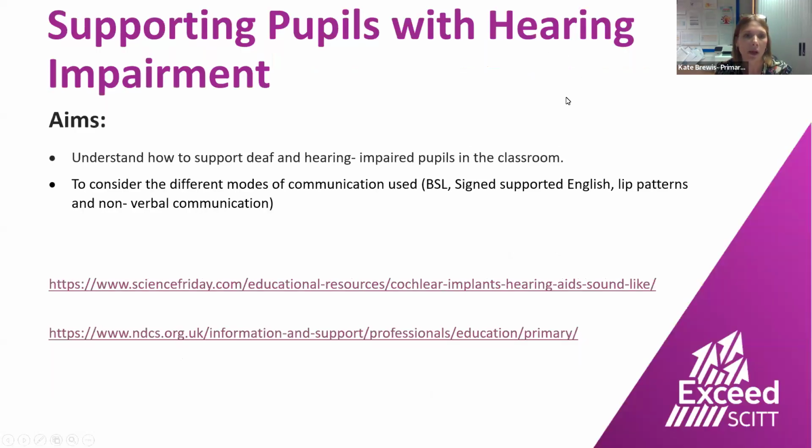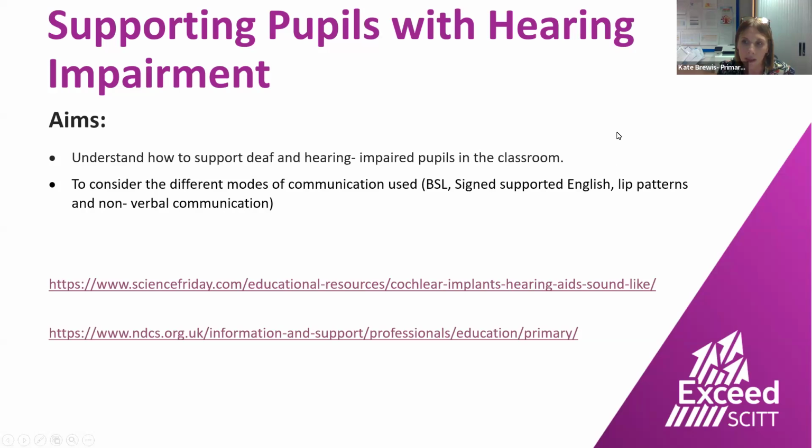So in terms of the aims for this afternoon, it's to understand how to support deaf and hearing impaired pupils in the classroom, and to consider the different modes of communication that those pupils might use. There's a range of different communication methods that people who are deaf and hearing impaired might use. Like it says there, British Sign Language, sign supported English, lip patterns and non-verbal communication. There's two links on there for further information if you want to find out a little bit more.